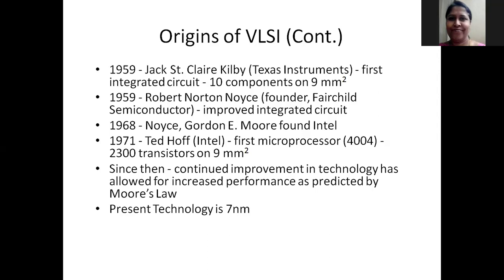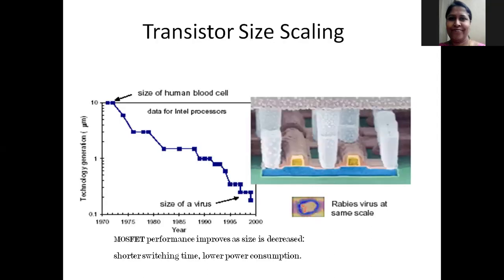Since then, there is no looking back for integrated circuits, and today we have a technology with a gate length equal to 7 nanometer. It's a big leap for the IC industry, and we can see here the change in the size of the transistor taking place over many years, right from 1970 to 2000.